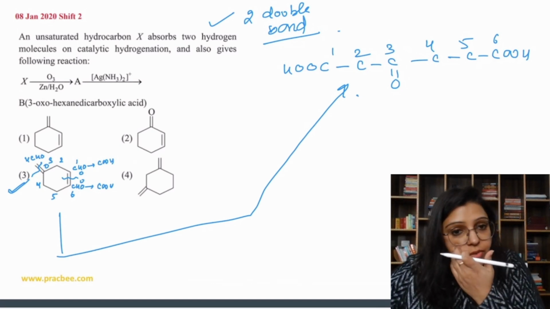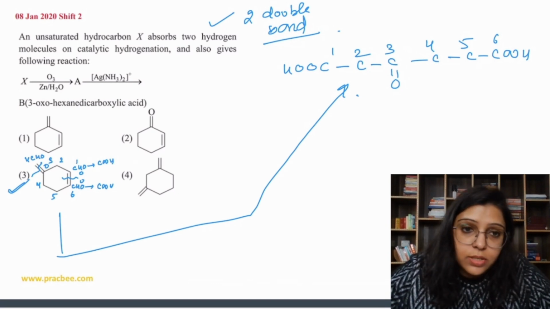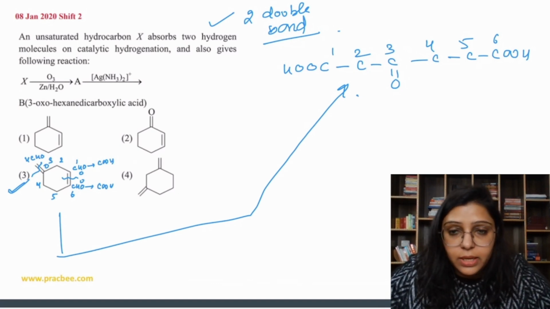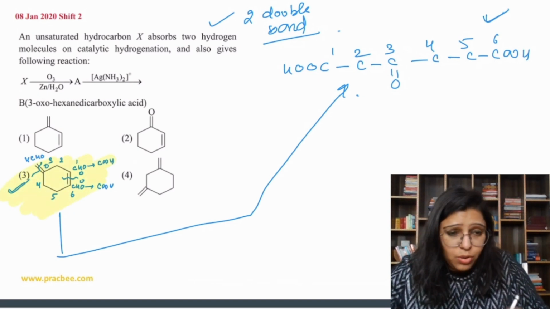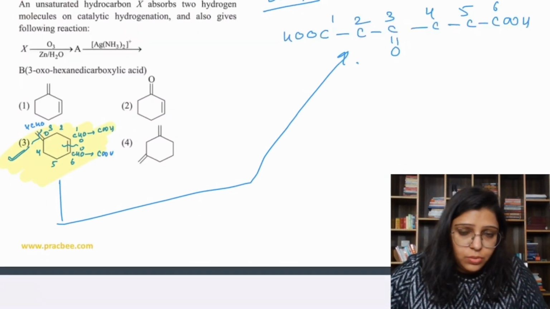First we get CHO, and on reaction with Tollens reagent, CHO is converted to the carboxylic acid. Right? So we have this option. There is no need to write all the reactions. You can easily do it that way.